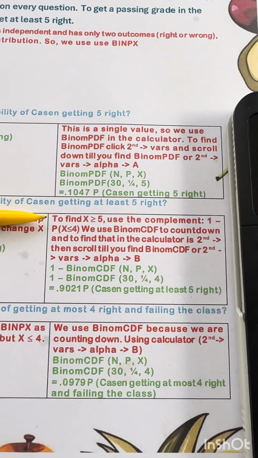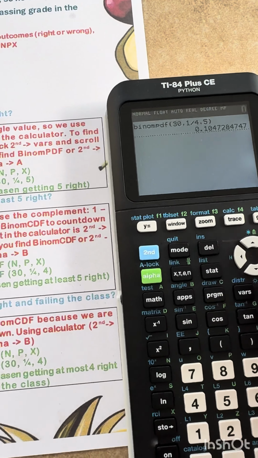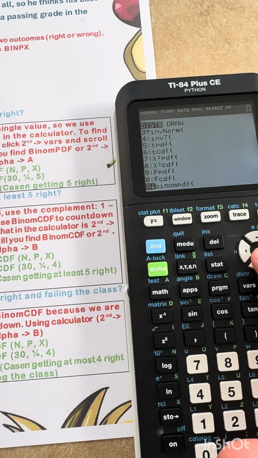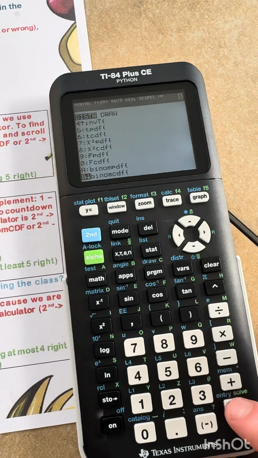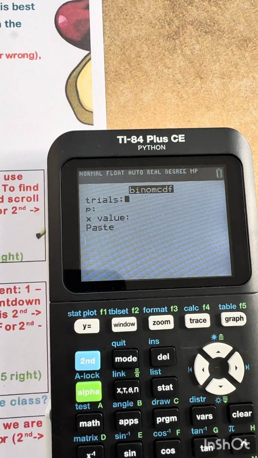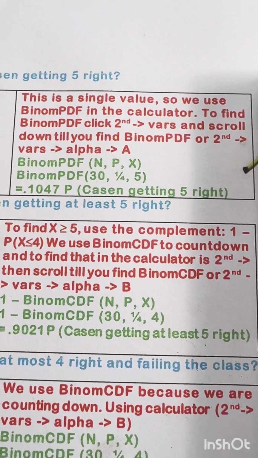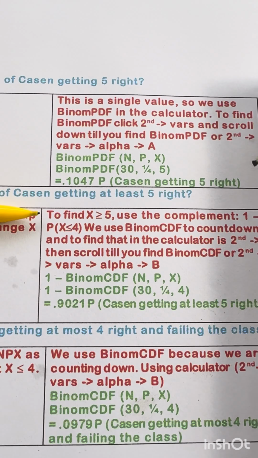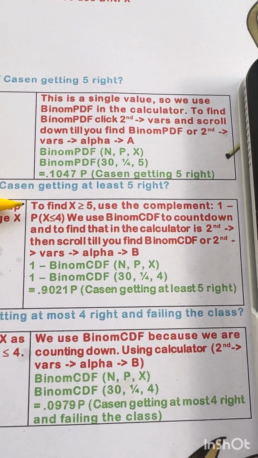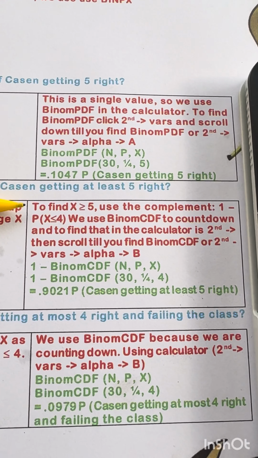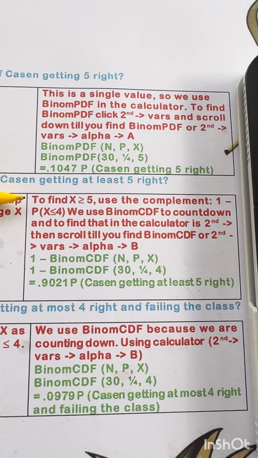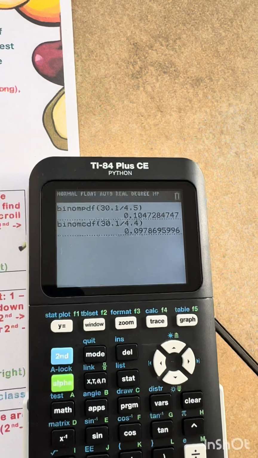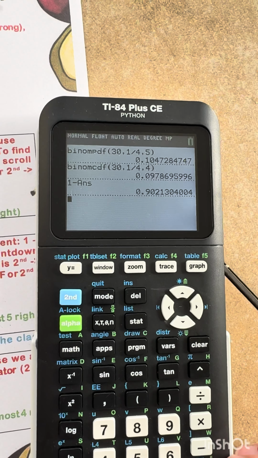To find this in the calculator, you click second, vars, then you scroll down, and it will be 1 after PDF. Enter. You will be given 3 values just like binomPDF. The N and P do not change. However, now the X is different and we're using 4 and we're counting down from 4. After entering these values, your probability should come out to be 0.9021, which is the probability Casen gets at least 5 right. Make sure you don't forget the 1 minus.